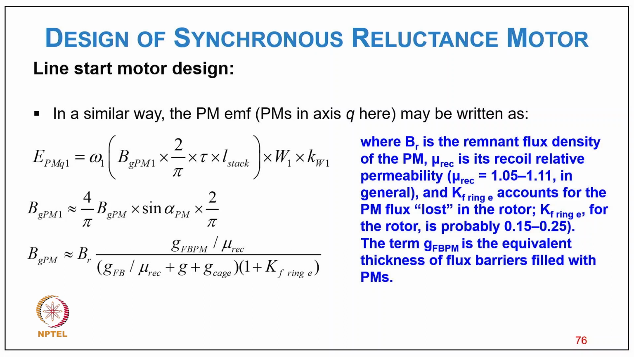in bracket Pg1 Pm into 2 pi upon pi into tau into L stack multiplied by W1 Kw1, and Bg Pm1 equal to 4 upon pi Bgm into sin alpha Pm into 2 by pi, and Bg Pm finally equal to Br G Fpm divided by mu recoil divided by bracket GFB upon mu recoil plus G multiplied by 1 plus Kf ring, where all the parameters are given in the other function here.